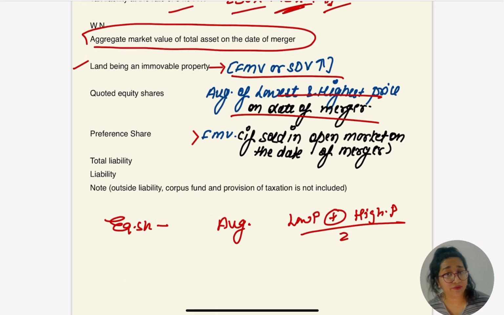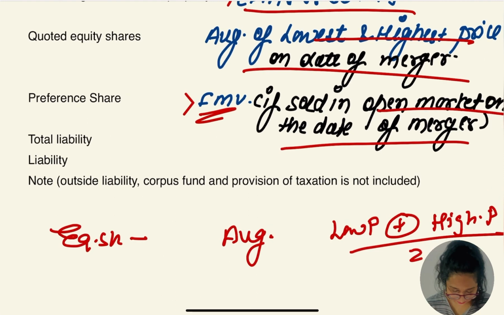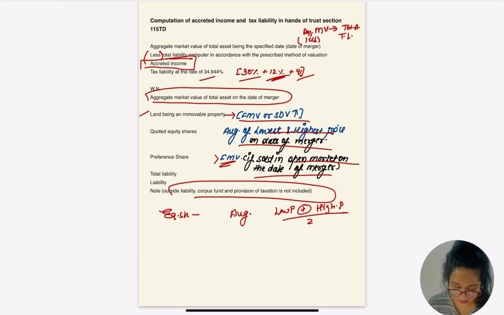What about the preference share? We are going to take the fair market value if it is sold in the open market on the date of merger. So what about the liability? Liability apart from reserve and surplus, provision of taxation and all. We are not going to take those things in the liability. For calculation of accreted income, we are not going to take the provision of taxation, reserve and surplus. Note, outside liability, corpus fund and provision of taxation are not going to be included.